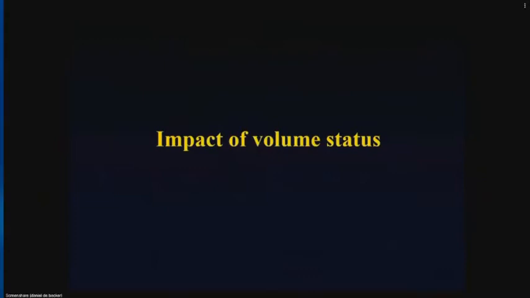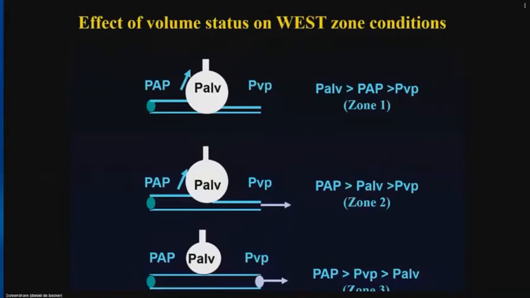What is the impact of volume status on the development of acute cor pulmonale? One may think that perhaps the best solution will be to keep this patient as dry as possible. Maybe this is not exactly the best solution, because indeed, when we give volume, what will be occurring is that we will increase the left atrial pressure.